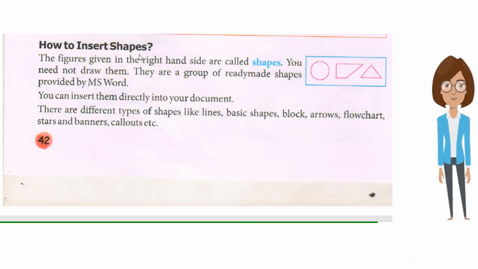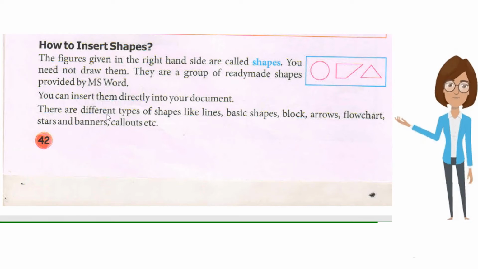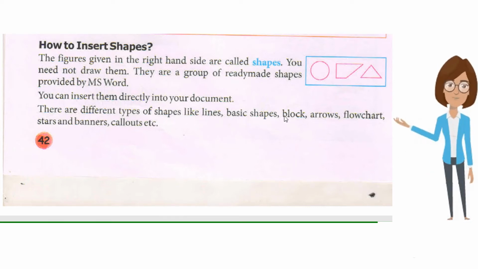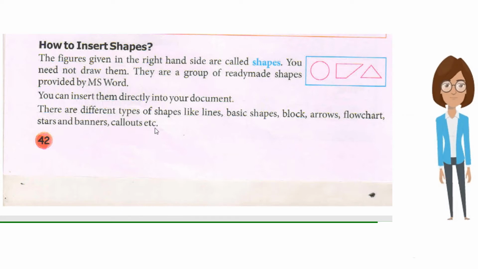How to insert shapes. The figures given on the right-hand side are called shapes. You need not draw them. They are a group of ready-made shapes provided by MS Word. You can insert them directly into your document. There are different types of shapes like lines, basic shapes, block arrows, flowchart, stars and banners, callouts, etc.